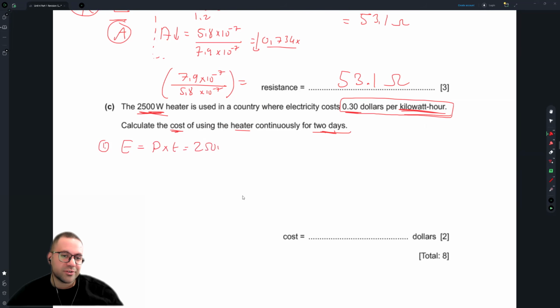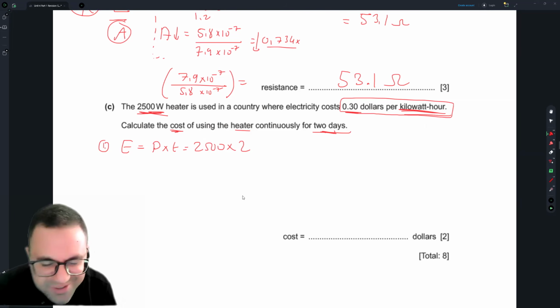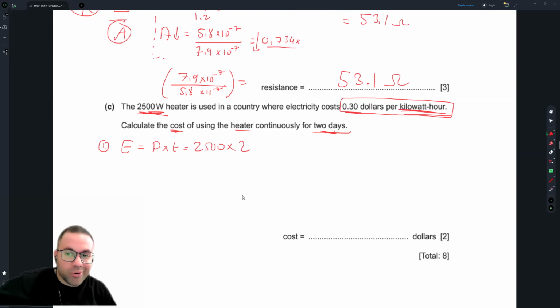So 2,500 times 2 days. I can't use days. It has to be in seconds, right? Or if you think about it, in hours, because I want the power to be in kilowatts and the time to be in hours. So look at how I'm changing this. This is the power, and this is the time. I don't want it in watts and days. I want this in kilowatts. So this is going to be 2.5 kilowatts times 2 days, which is how many hours? 2 times 24, 48 hours.